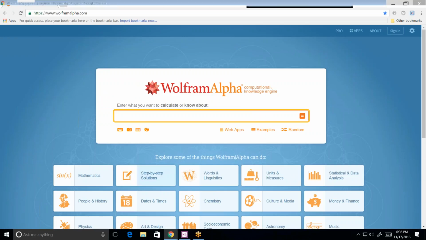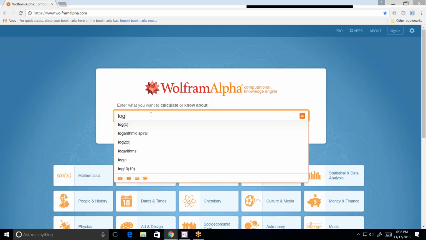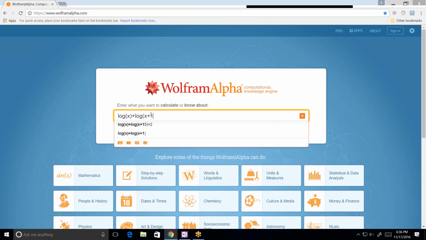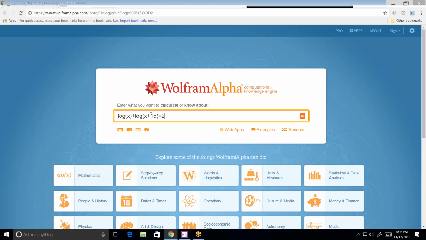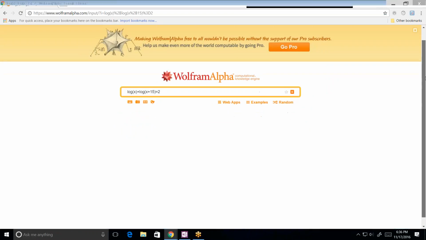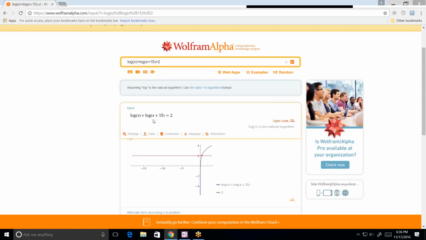Okay. The problem was log of x plus log of x plus 15 equals 2. The beauty of Wolfram Alpha is that it shows you what you put in. Okay? And notice what it graphs. Two different functions. It graphs the log functions and then it graphs y equals 2. And wherever they cross, that's the solution. Okay. Our solution was 5, right? Yeah.